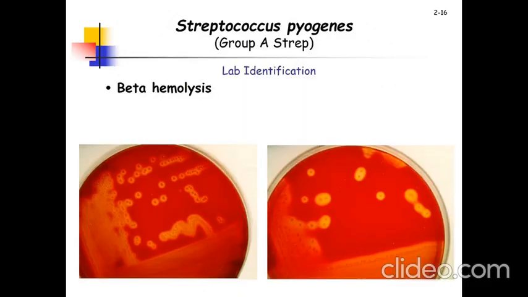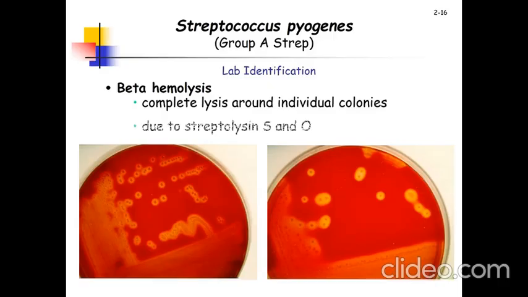Now, the lysis that we are going to be looking for, this beta hemolysis, like I've said before, this is like a blow a hole through the plate type of hemolysis. It's just really strong, and you should see a good, strong clearing, a complete clearing around the individual colonies. Now, this complete lysis around the individual colonies is due to a couple different enzymes that exist in there, and that's streptolysin S and O.